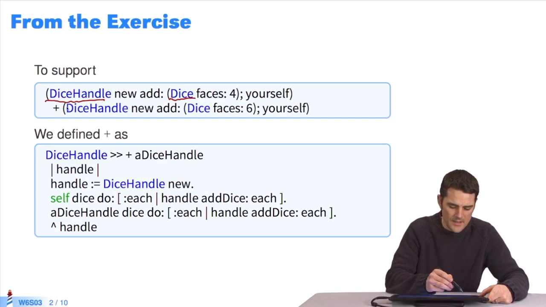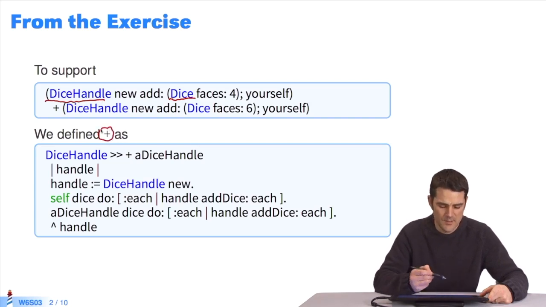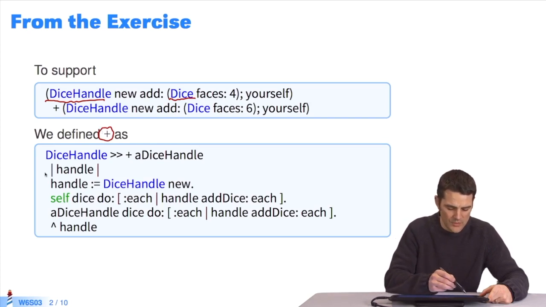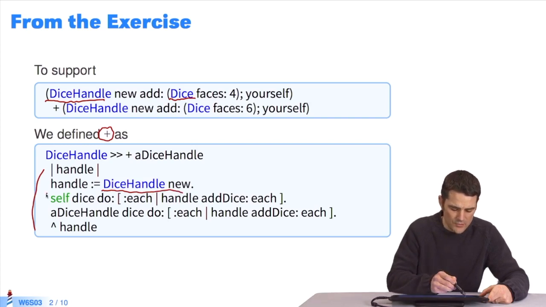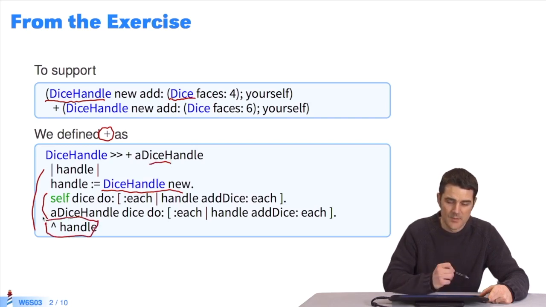Then we implemented the plus method on the dice handle class to add dice handles and construct a new dice handle. This is the code for this class. We have dice handle new. We create a new dice handle, to which we add the dice of the receiver class and the setting, and we return this handle at the end of the method, okay?